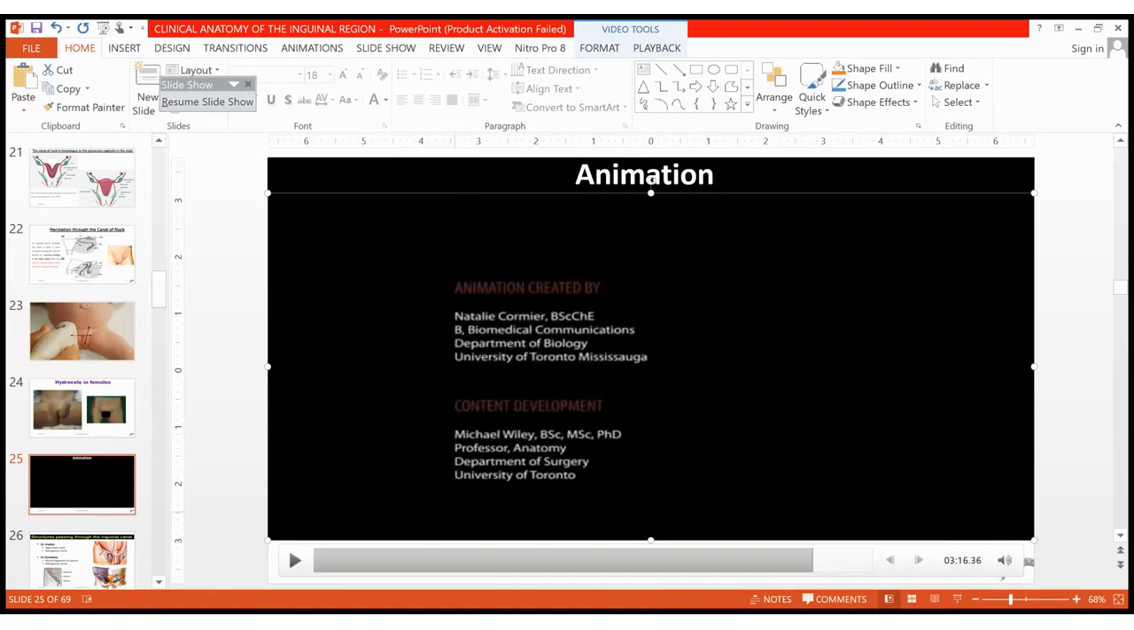Okay, so that was some 3D animation that can make you always remember how the canal forms. Okay, so we can continue. I think the screen is back.